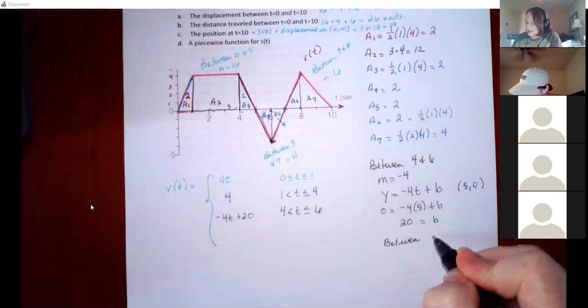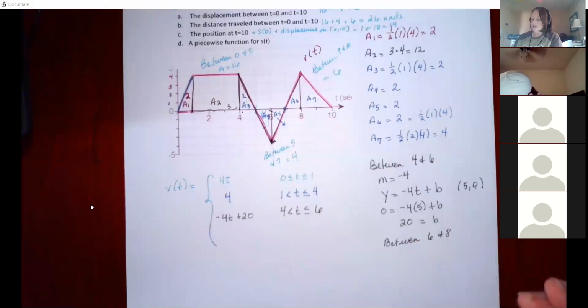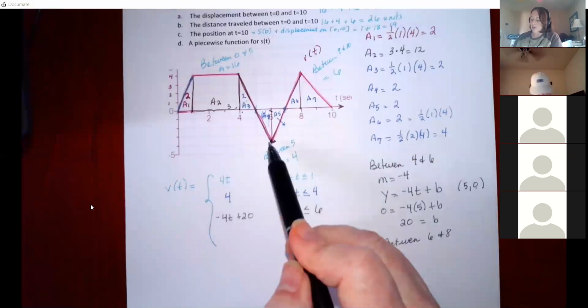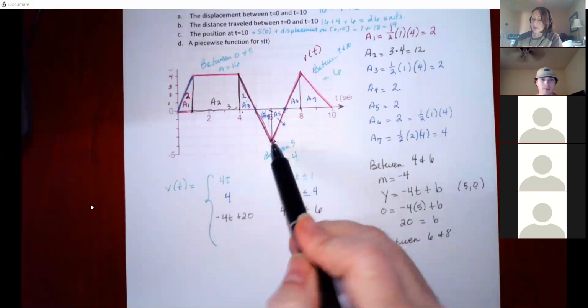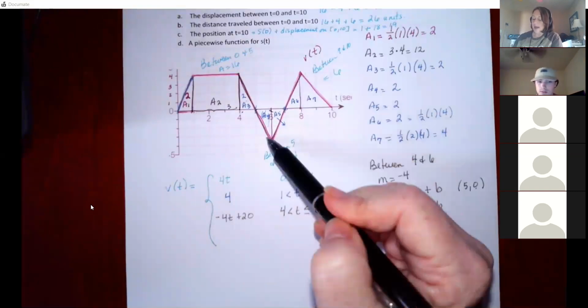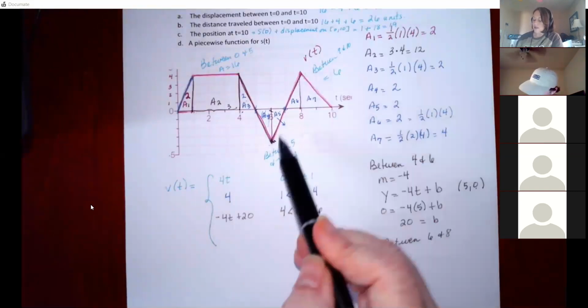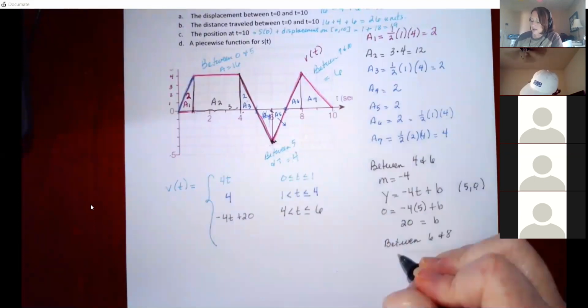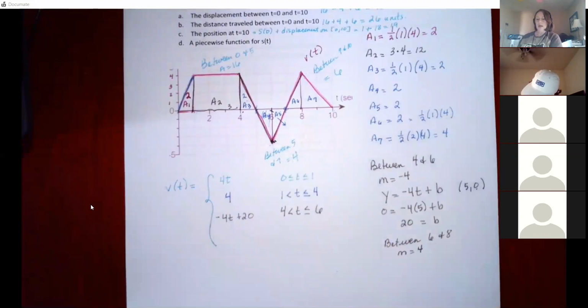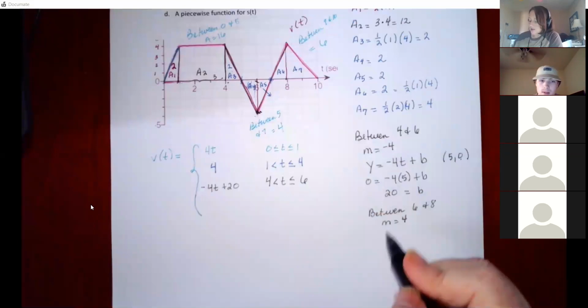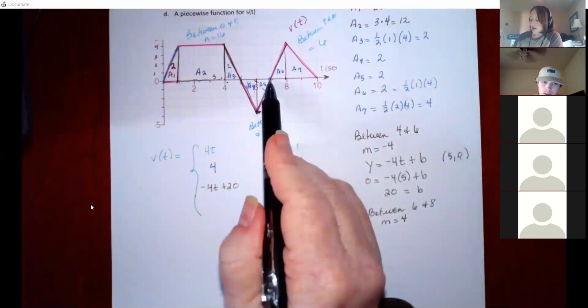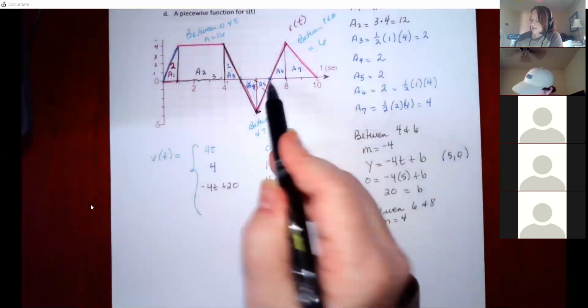So this will be between 6 and 8. What's the slope? Well, between 6 and 8, we go from -4 to +4. So we go up 8 units and we go horizontally 2 units. So my slope there is +4. And just for a little extra practice with that, one point on that line segment is the point (7, 0).